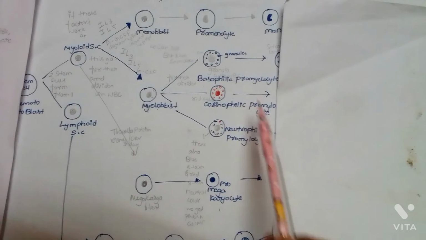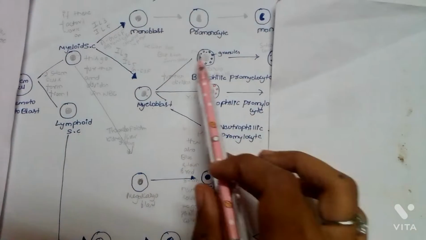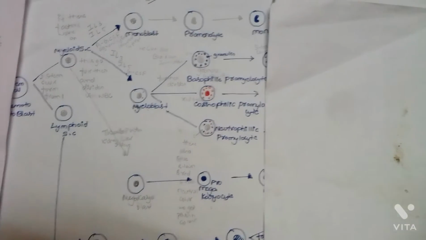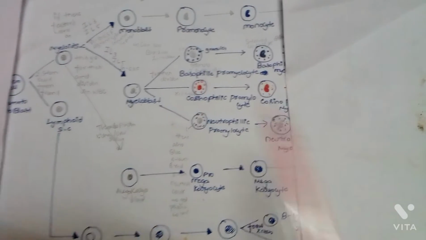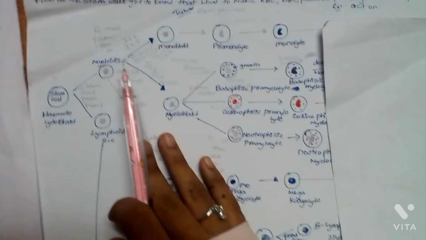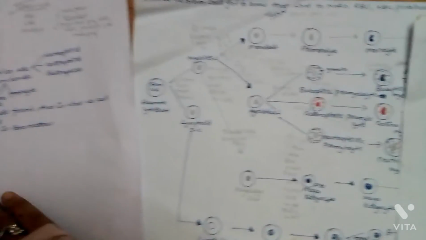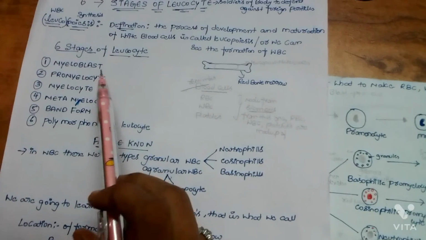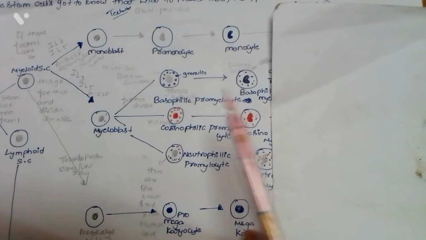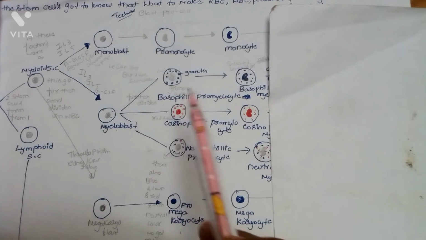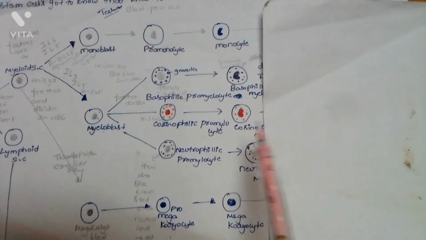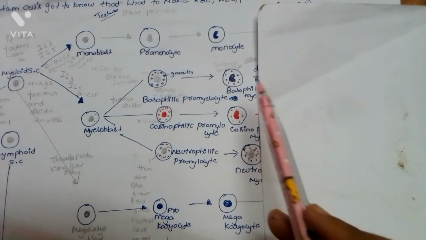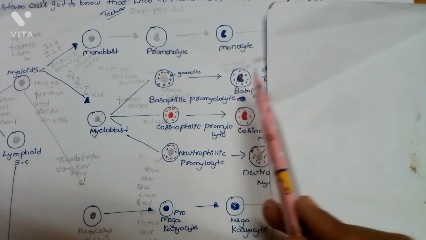Myeloblast over, promyelocyte over, and then these go to the next process. After the promyelocyte, what comes? The myelocyte. Myeloblast over, promyelocyte over, myelocyte will come. Here we can see the blue granules. The nucleus is differing here. You can identify it by the nucleus and by the blue stain.